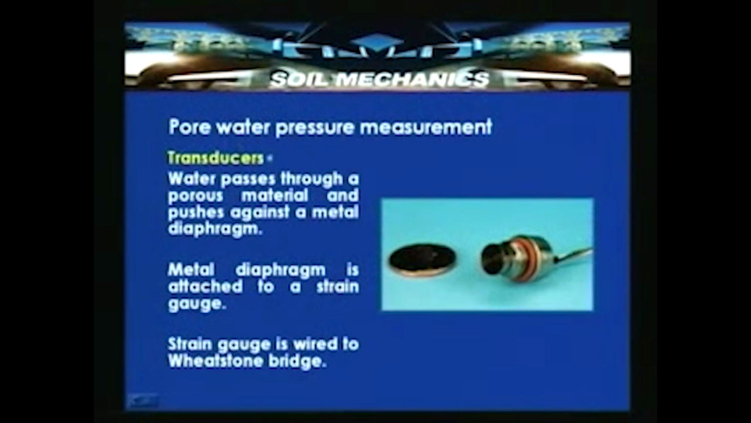This is a device which has a diaphragm fitted with a strain gauge, wired to a Wheatstone bridge in full form. Water passes through the porous material and pushes against a metal diaphragm. The metal diaphragm is attached to a strain gauge, and the strain experienced by the metal diaphragm is reflected as a pressure in the pores in the soil mass. So, the pore water pressure can be measured by using electronic transducers.